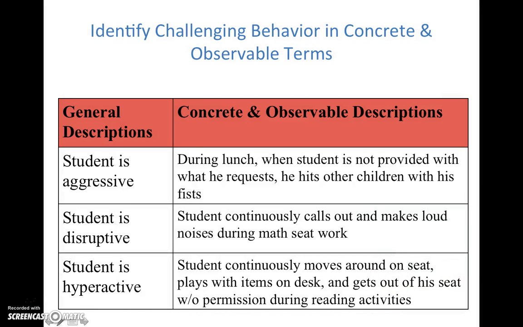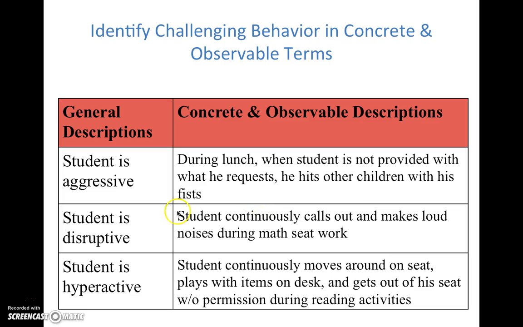And my face is hidden so I can still show you some of these charts. How do we identify those challenging behaviors in concrete and observable terms? This should be a reminder from last week, but I just want to point out we've got general descriptors, and then here's where we can have those in observable and concrete terms.